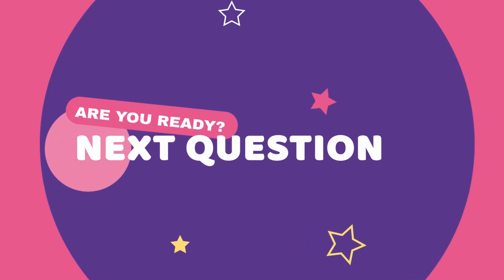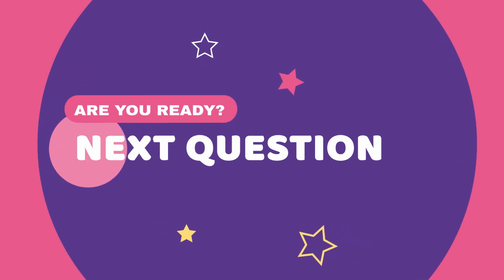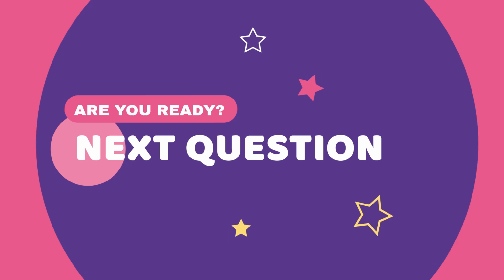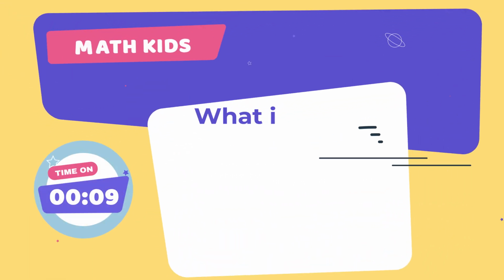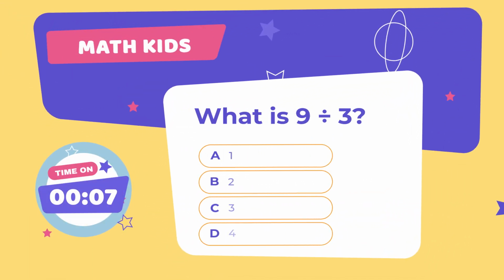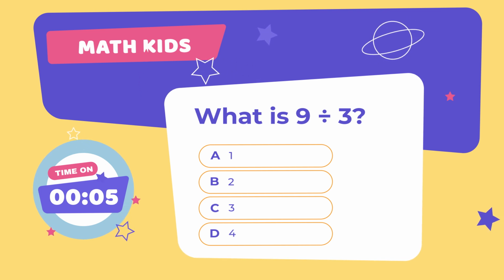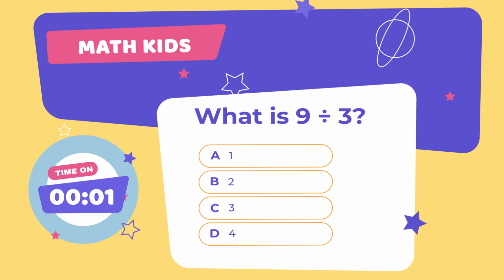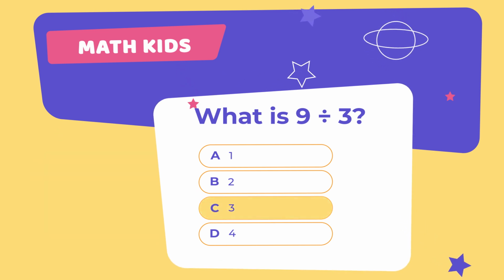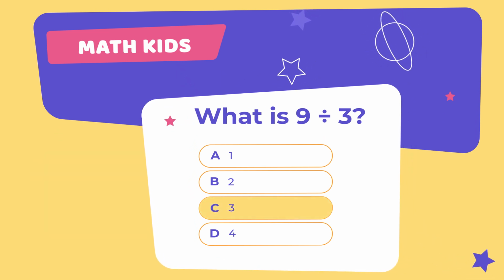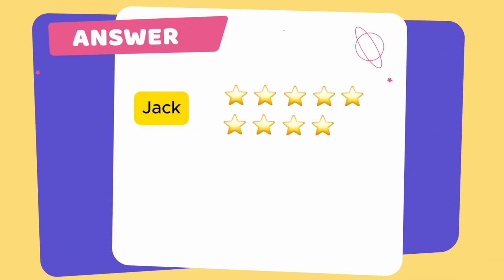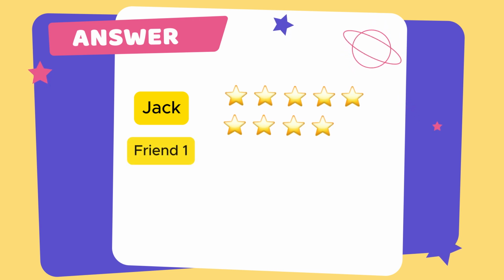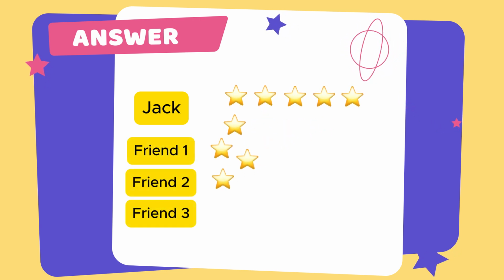Are you ready for the next question? What is 9 divided by 3? You're right. Your answer is correct. Jack has 9 stars, and he wants to share them equally with 3 friends. How many stars will each friend get?